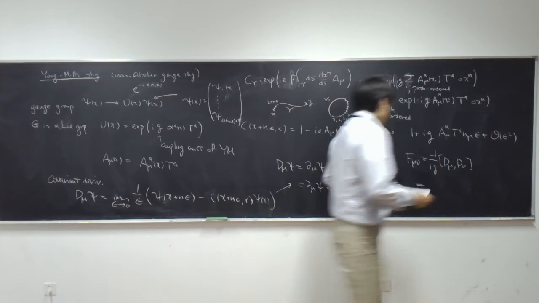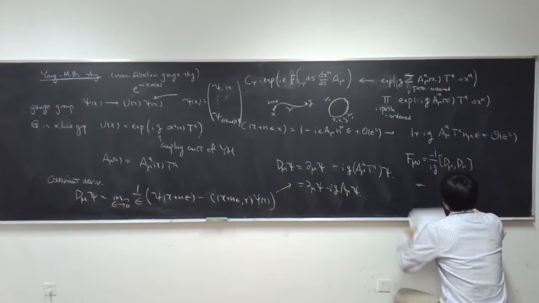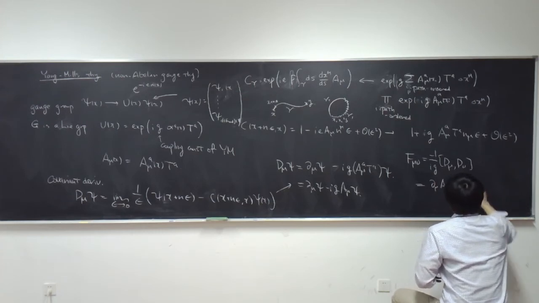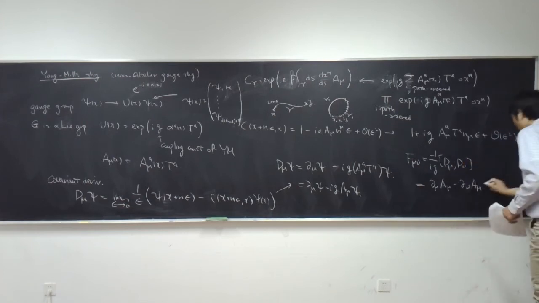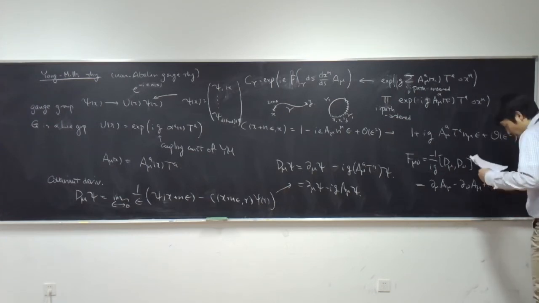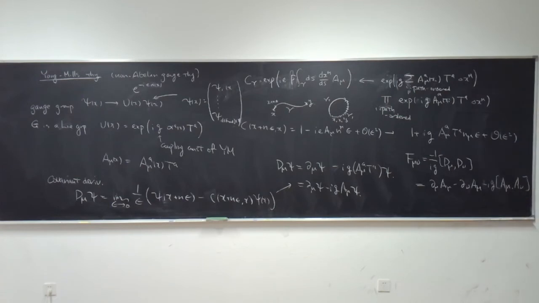Okay. And then here, F mu nu. And as I mentioned last time, the cost of the matrix value for A mu is just a commutator of this one. And I think I have to put the minus sign here. Okay, minus. So this is the field strength. Now A mu takes matrix values.